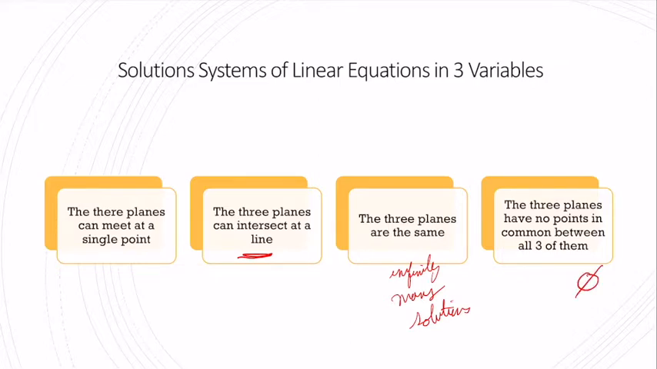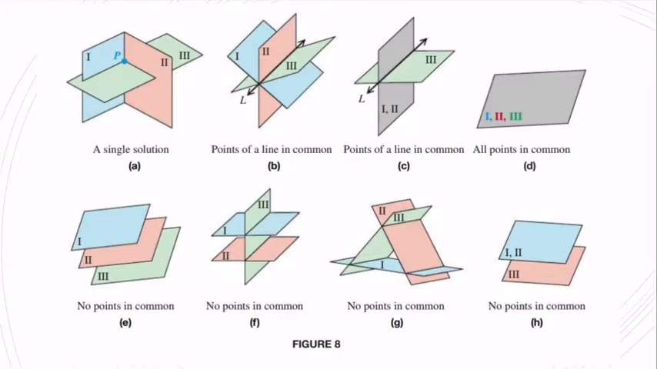Here's a visual representation of the four different types of solutions that we can have. Like I said, they could intersect in a point, they could intersect in a line, they could have all points in common, so the solution would be all the ordered triples defined by this plane. They could be parallel planes, so there's no points in common, or only a couple could intersect. So there's lots of different ways for that to happen.